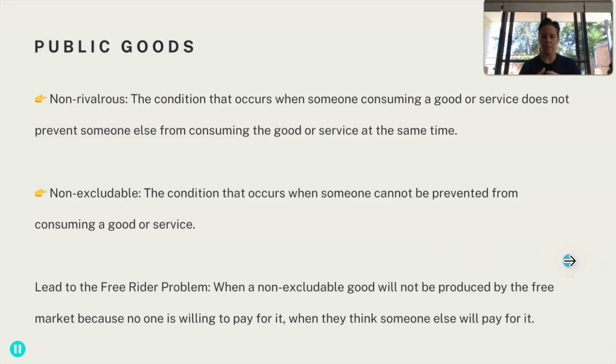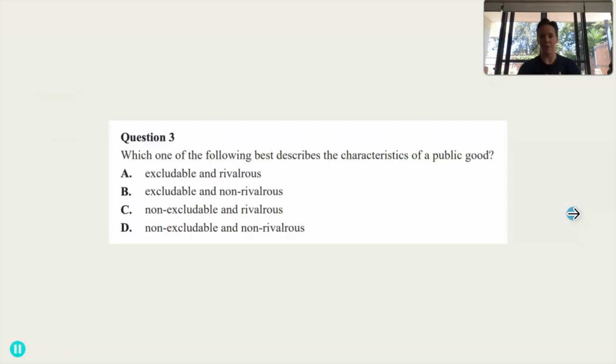So go back to the pothole in the road example. Why would I pay for that when I believe that someone else is going to pay for that, right? It leads to a situation where particular goods or services are under-allocated in the market, because there is no profit incentive for anybody to produce it.